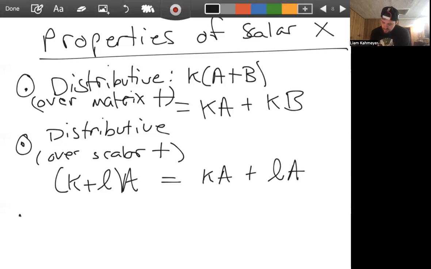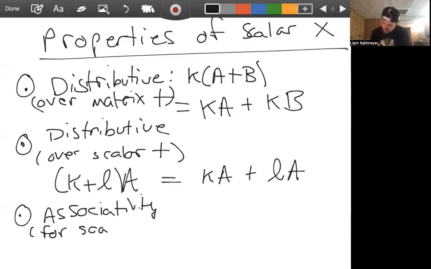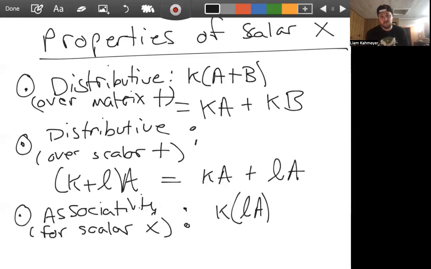We also have associativity. And this is for scalar multiplication. And this would be to say, well, if we're scalar multiplying some already scaled matrix A, so say we have LA, and then we're trying to scale that by K, well, this is the same as first taking the product KL and then scaling A by the product KL.